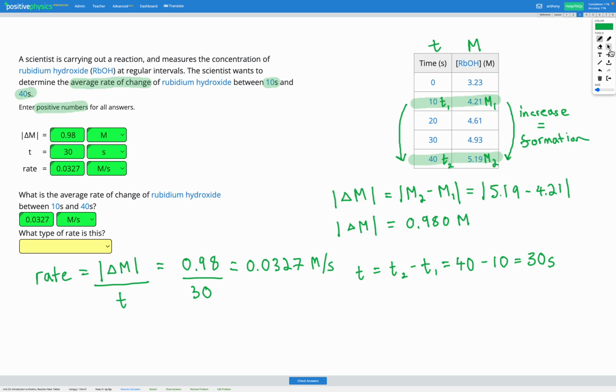So for this one, the type of rate is going to be a rate of formation. If the concentration actually decreased, that would be a rate of consumption. So in this question, it's just like the previous one. We're using the same equation.